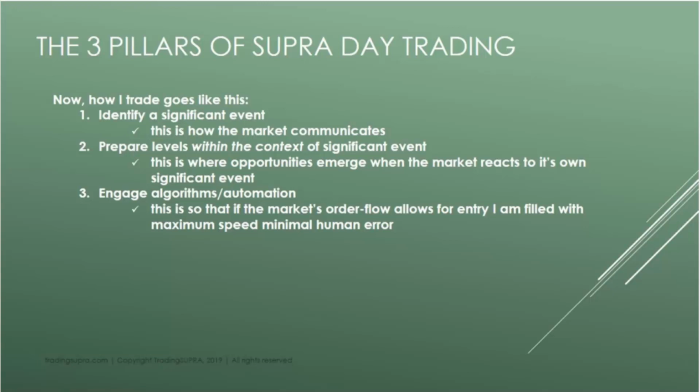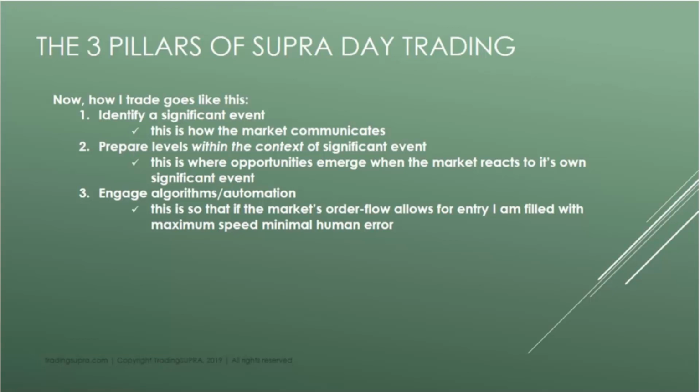If that does happen, if those levels do garner a response from the market, I engage algorithms. I use automation. The computer can read the market's order flow. I can read it, but the computer can read multiple markets, unlimited really. I cannot simultaneously read multiple markets' order flow. The computer can. I have human error at times, and the computer does what I tell it, usually.